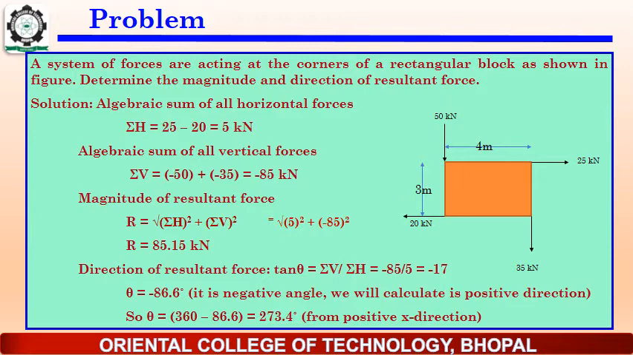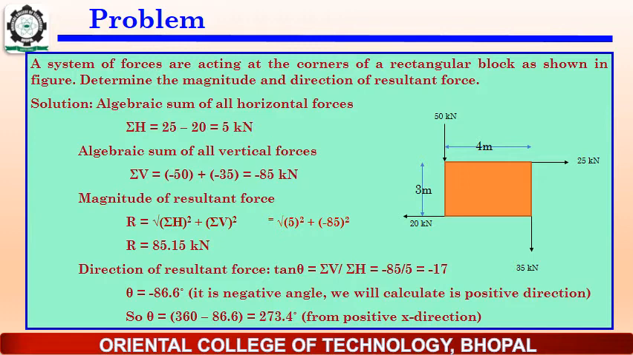Third one is 35 kilonewton acting vertically downward, and last one is 20 kilonewton acting in negative x direction. So 25 kilonewton acting in positive x direction and 20 kilonewton acting in negative x direction. These two forces are horizontal forces, and 50 kilonewton and 35 kilonewton are vertical forces. So in first step, we have to calculate the algebraic sum of horizontal forces.